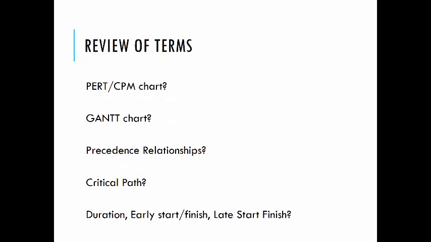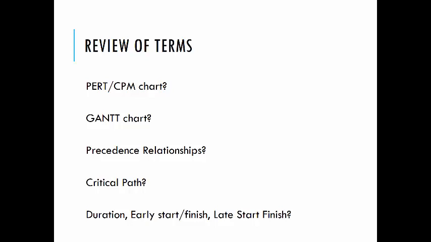So, review of terms for these. PERT and CPM charts are network diagrams of the activities in a project. A Gantt chart is a bar chart of the activities in a project. Gantt charts are useful for showing timelines, but sometimes it's difficult to see dependencies between tasks.